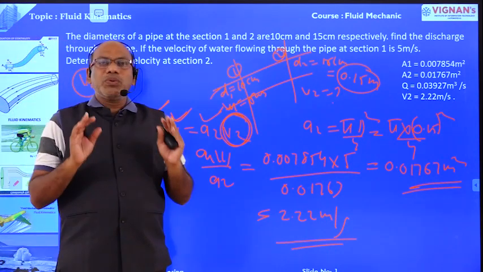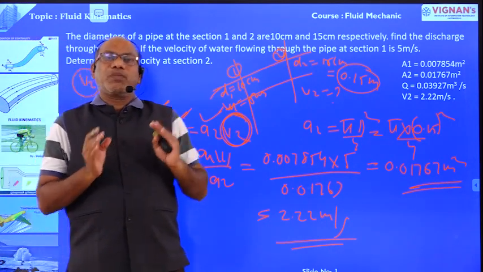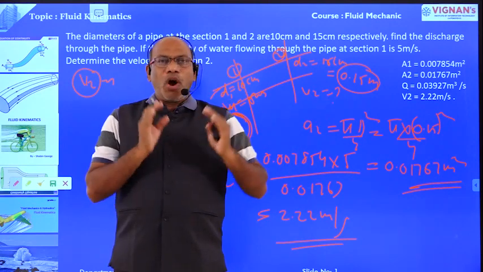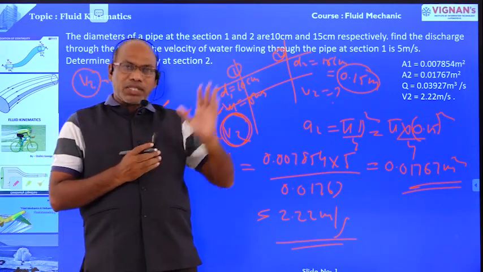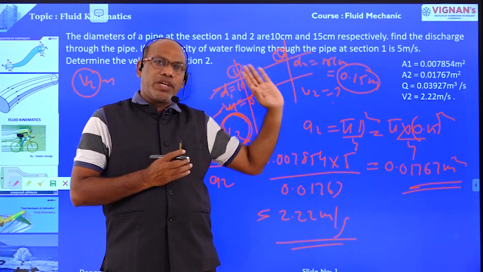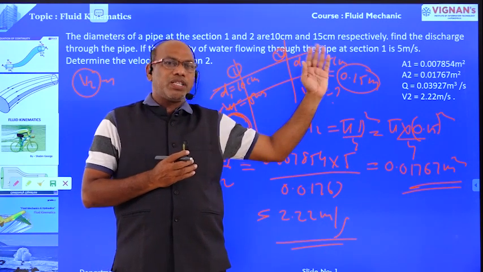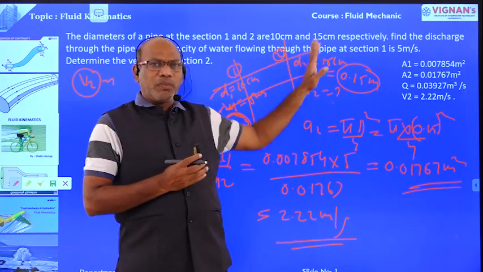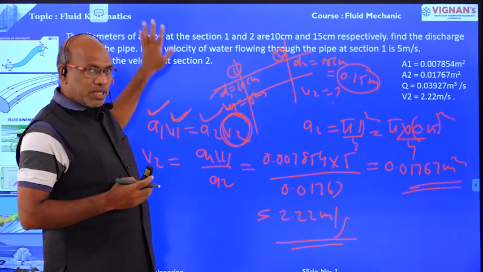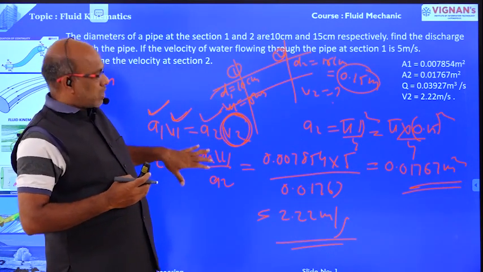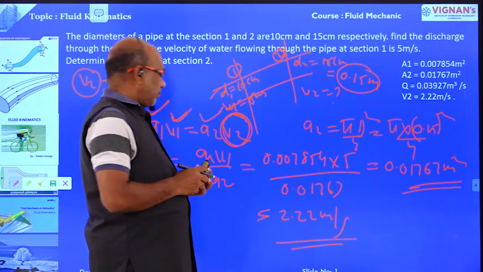So here we have used only the continuity equation. Q is equal to A1 V1 is equal to A2 V2, or the continuity equation states that the velocity into area at one section must be equal to the velocity into area at the other section. Based on this formula, we have determined the discharge and also the velocity V2 at section 2-2. Right.